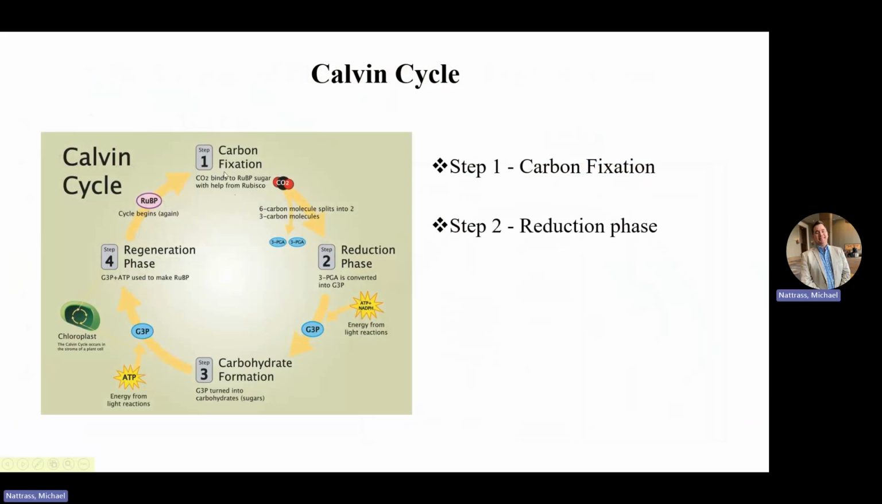Next, once we have our carbon fixation, we form 2 3-carbon or 3-PGA molecules, and that 3-PGA is converted into G3P, and here comes the energy, and here comes the NADPH and the ATP from the light reactions.